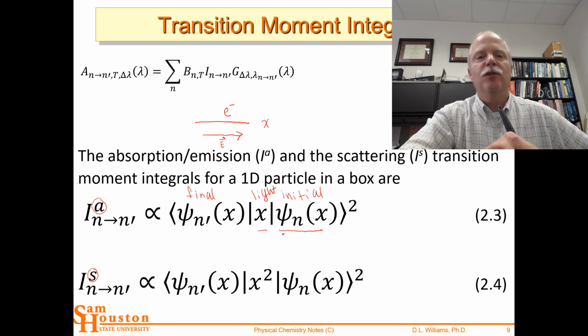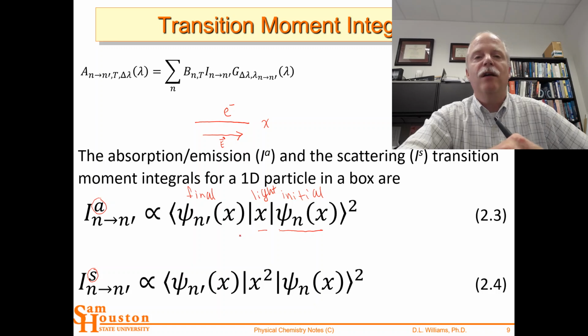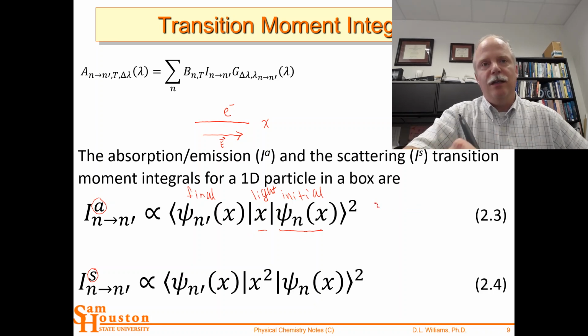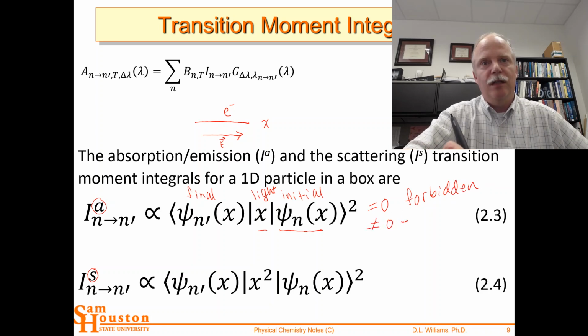And so we have three functions multiplied by each other. We integrate them over all space, which in this case is just from the left side to the right side of the box. And that may give a positive or negative number, but intensity is related to the square of that integral result. And so if that integral result is large, then we have a high probability of that transition. If it's small, we have a lower or shorter peak, a lower probability for that transition occurring. And then if it's zero, we call that forbidden. So if this is equal to zero, then we call that a forbidden transition. If it's not equal to zero, it's allowed.